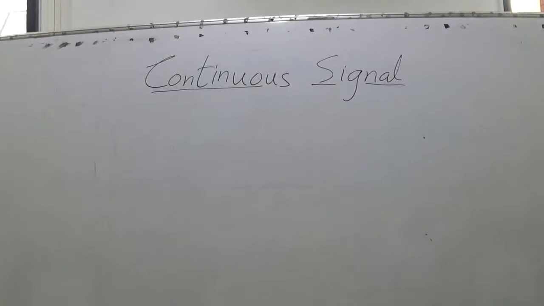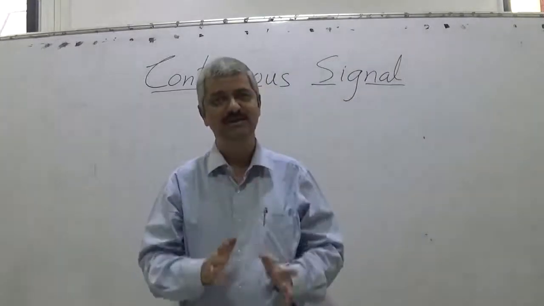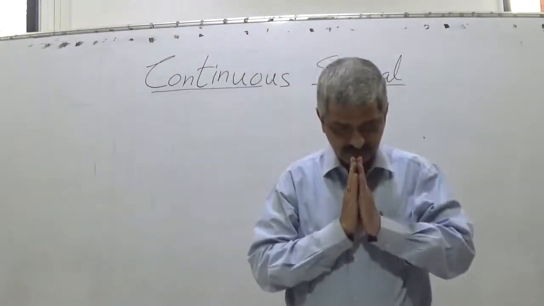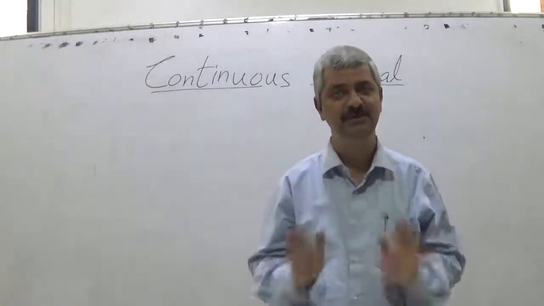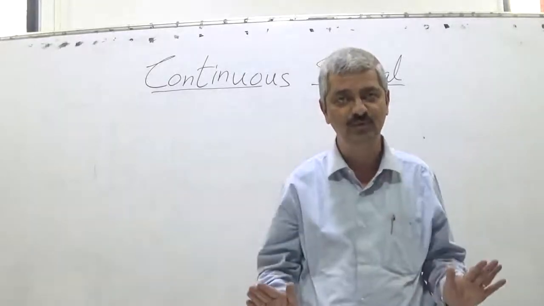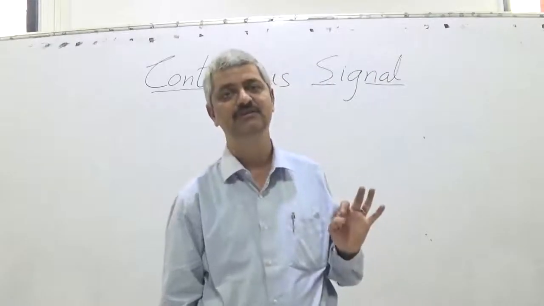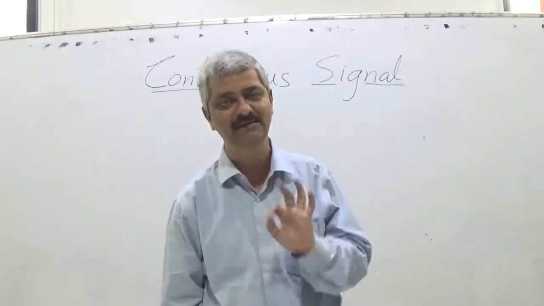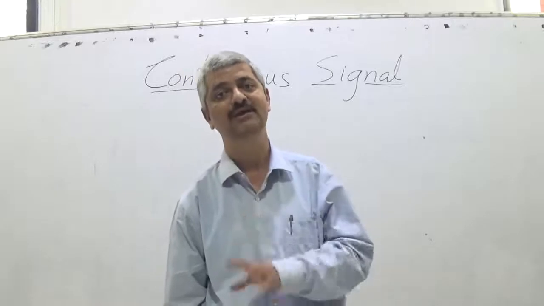So we begin with continuous signal. When we talk about continuous signal, both variables in a continuous signal can take any value. So the independent variable, which is normally time, is a real variable, and the dependent variable, let us say temperature or let us say voltage, is also a real variable.